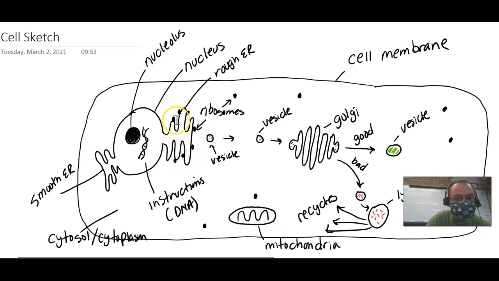The ER is a series of tunnels and passages that are attached to the nucleus. If there are ribosomes embedded in the wall of the ER, it's rough ER. Compared over here to the smooth ER, there are no ribosomes. And again, both ERs are connected to the nucleus.